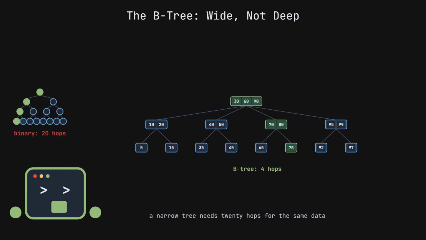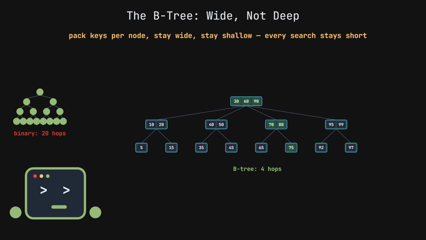A narrow 1 key per node tree would need 20 hops for the same 1,000,000 rows. Wide and shallow beats tall and narrow badly. That's the whole shape of a B tree. Many keys per node. Stay wide, stay shallow, and every search stays just a few hops long.